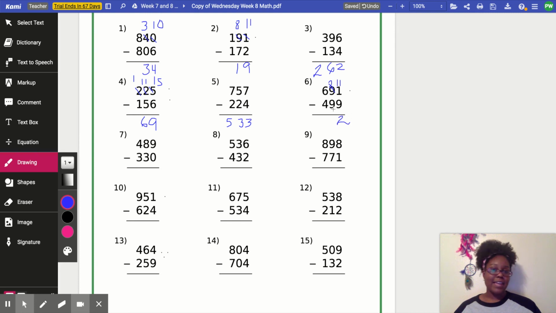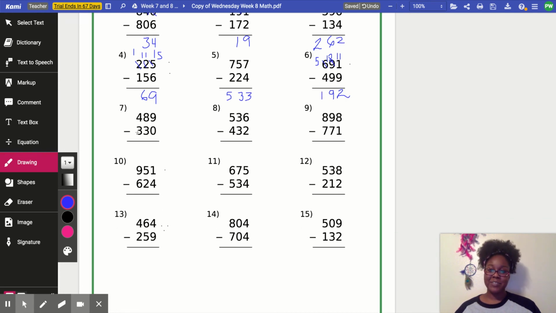I have 8 and I can't take away 9. So I've got to go next door. That makes this a 5 in my hundreds and 18 in my tens place. 18 take away 9. Well, I know 9 plus 9 is 18. So 5 take away 4 is 1. And my difference is 192.